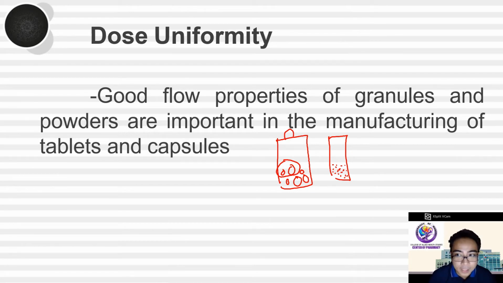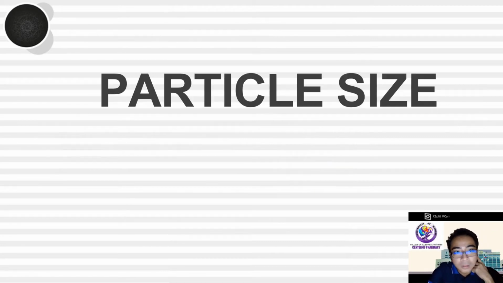So, good flow properties of granules and powders are important in the manufacturing of tablets and capsules. So, meaning the tablet or the powder should be able to flow properly. Remember class, when we're compounding tablets, capsules, basically class, all of the drug products that we're using are in their powder state. Okay? Another reason class why powders generally have higher stability as compared to liquid preparations is simply because of the absence of water. Okay, alam niyo naman, di ba? Water catalyzes so many reactions. At the same time, it becomes a medium for bacterial growth or microorganism growth.